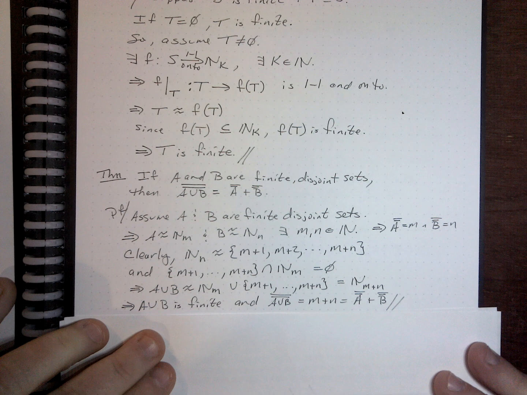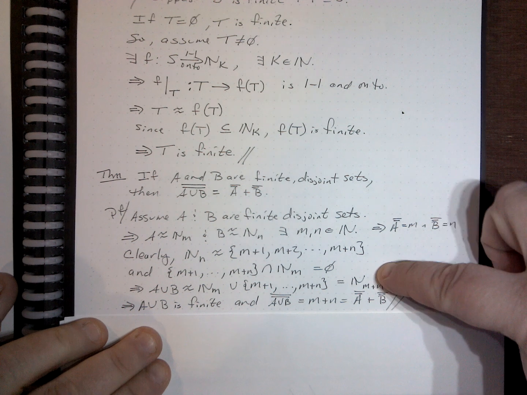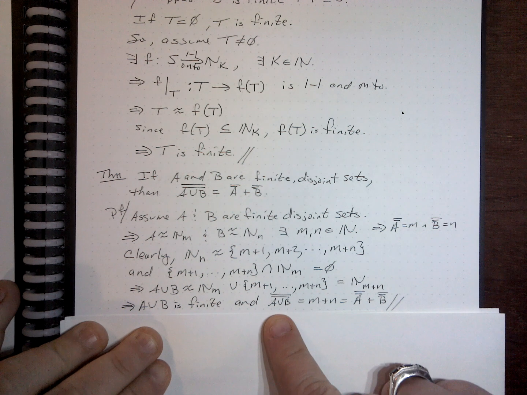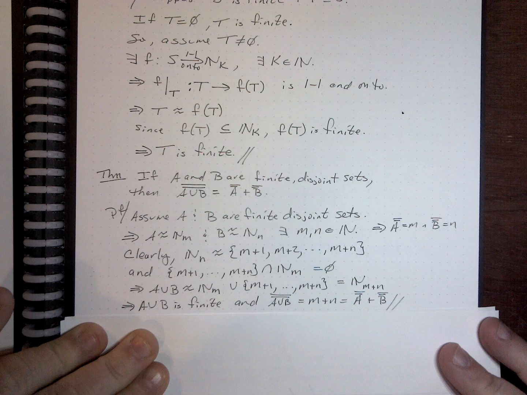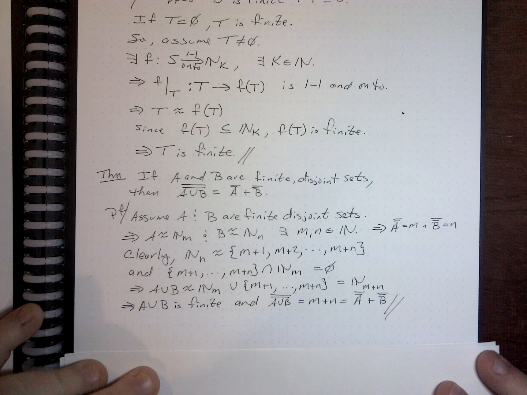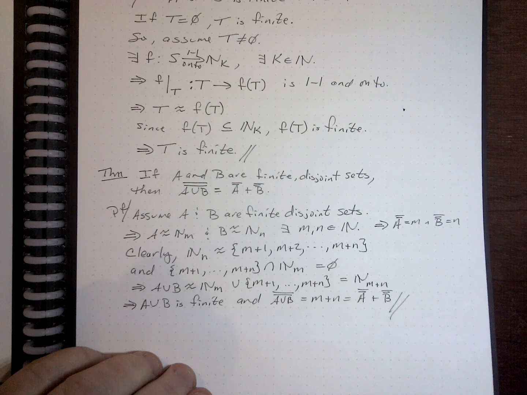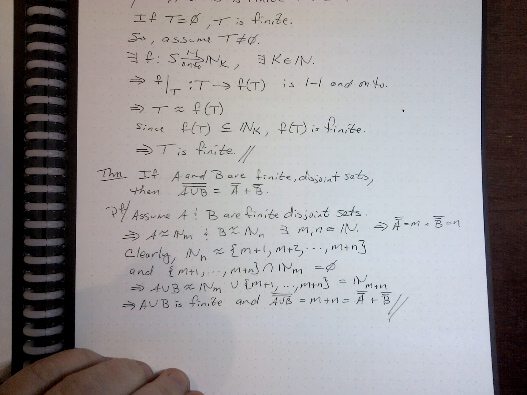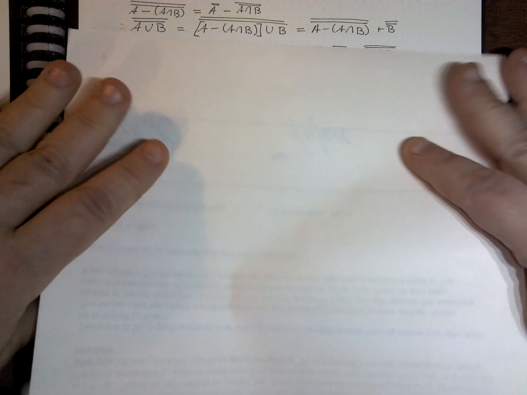Okay. Now what about the cardinality? Well, A union B is finite because it's equivalent to n sub m plus n. And the cardinality of A union B is m plus n, which is the cardinality of A plus the cardinality of B. What if they're not disjoint? Well, then you toss out the section where they overlap, and add it back in. You create disjoint sets, so I can use my previous theorem.